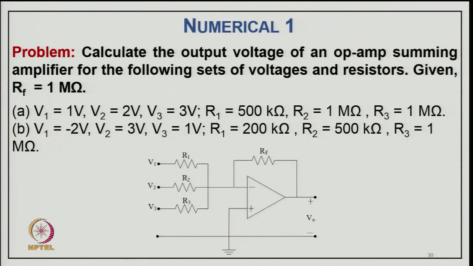Now, coming to the numerical problem: calculate the output voltage of the operational amplifier summing amplifier for the following sets of voltages, where the feedback resistance R_F is 1 mega ohm. For case A, V_1 is 1 volt, V_2 is 2 volt, V_3 is 3 volt, R_1 is 500 kilo ohm, R_2 is 1 mega ohm and R_3 is 1 mega ohm. Similarly, for case B, V_1 is minus 2 volt, V_2 is 2 volt, V_3 is 1 volt, R_1 is 200 kilo ohm, R_2 is 500 kilo ohm and R_3 is 1 mega ohm.